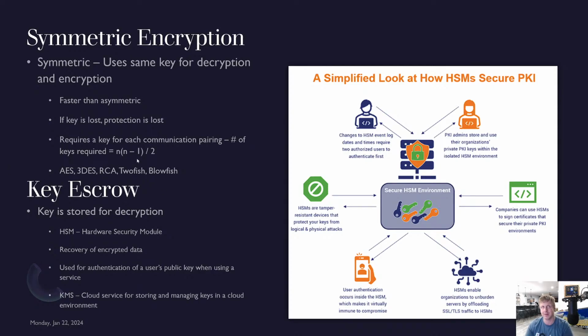I mean, you end up with 10,000 people. I think it's like 45,000 keys in order for everybody to have secure communication. So that's why you end up using asymmetric encryption.